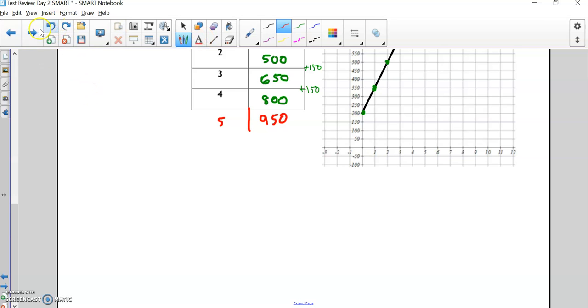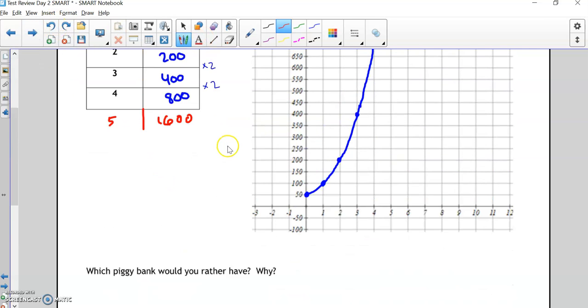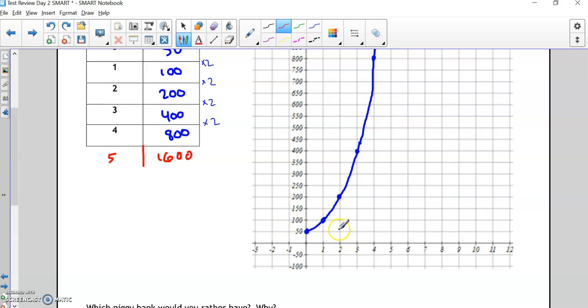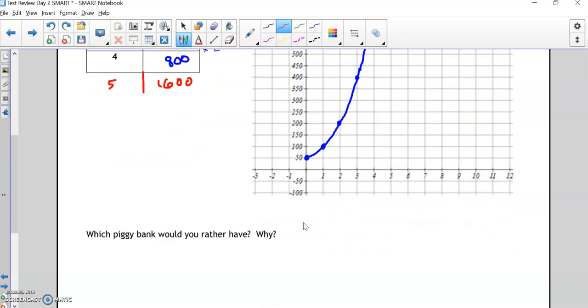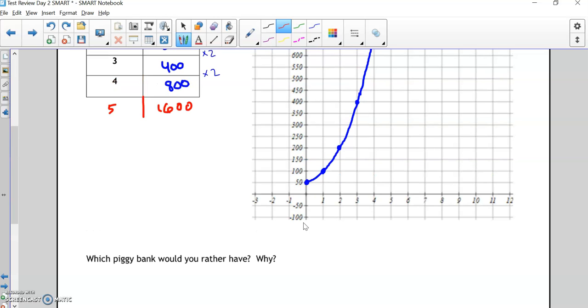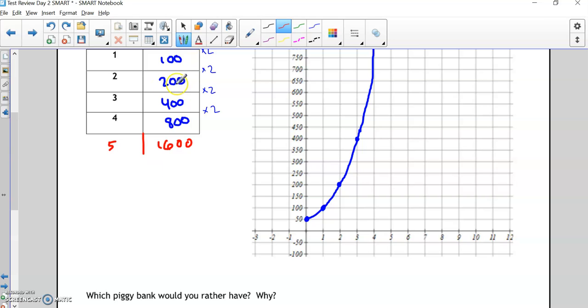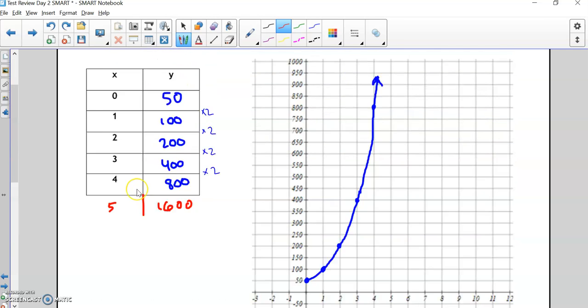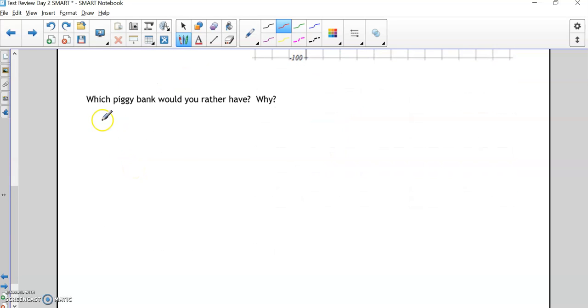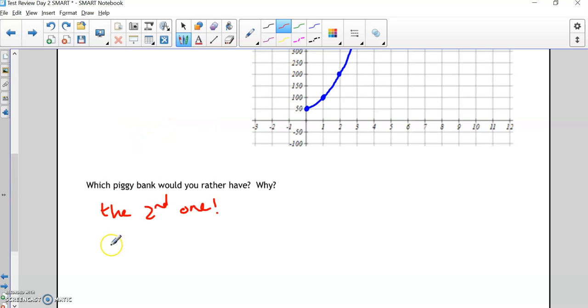Okay, so if you were to continue these tables, you would realize that this one, the change is much faster. Doubling your amount will have a greater impact than simply adding 150 every time, right? Because each time, the amount you double is going to be bigger and bigger and bigger. So we would rather have the second piggy bank. Right, because this is actually something called an exponential function. And the reason we would want this one is because doubling is better than adding 150.